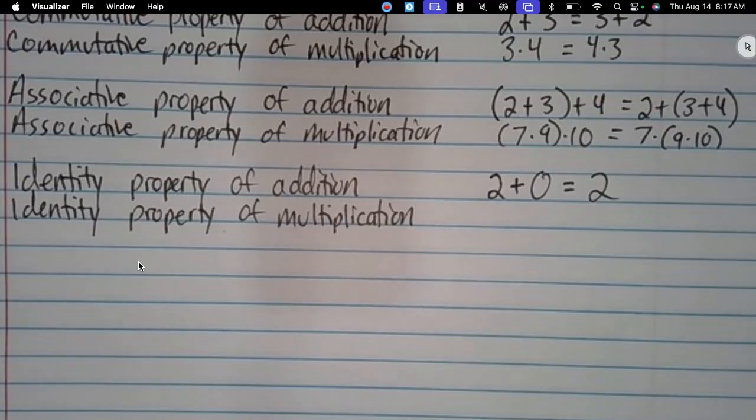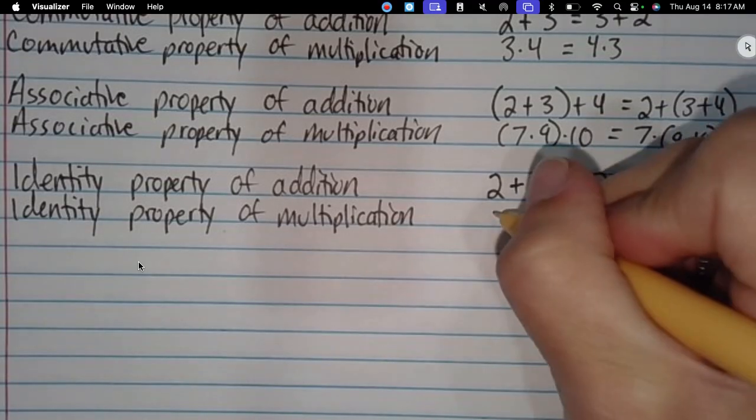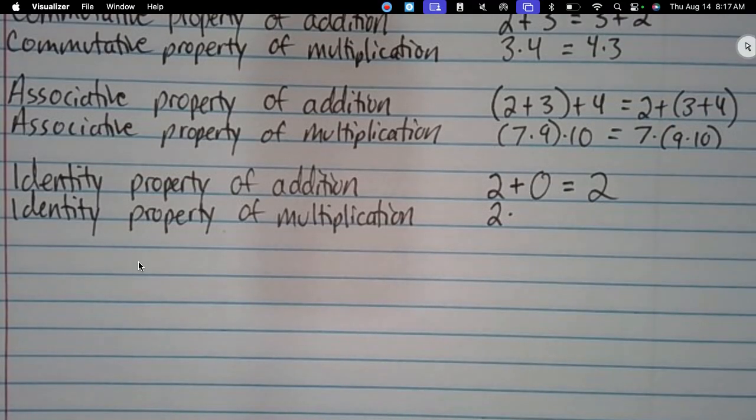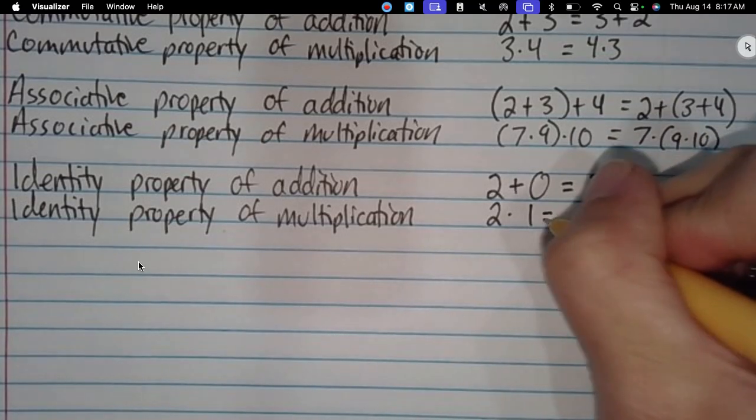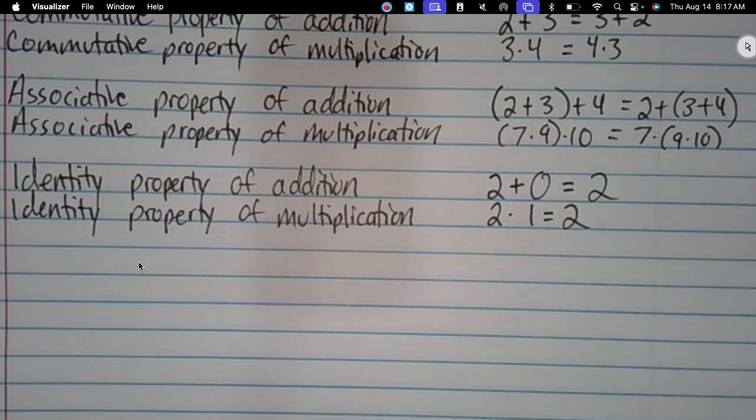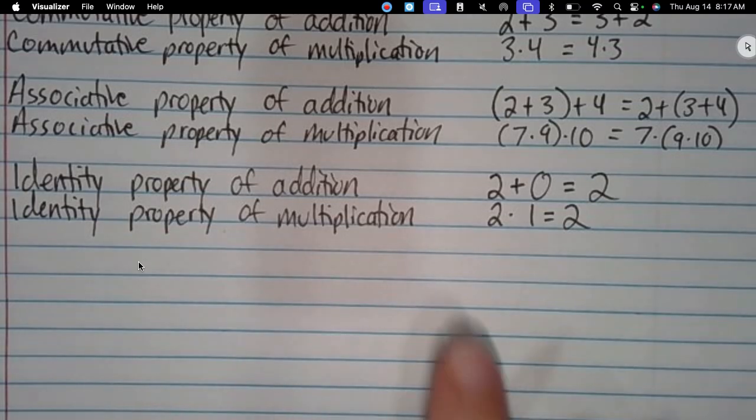So let's do the same number 2 with multiplication. What do you multiply by 2 to get the same number back? 1. That's identity property of multiplication. When you multiply by 1. When you're adding 0 or you're multiplying by 1, those are identity properties. Does that make sense, y'all? It's just when you're trying to get the same number back. That's identity. It's like looking in the mirror. You see the same thing back.